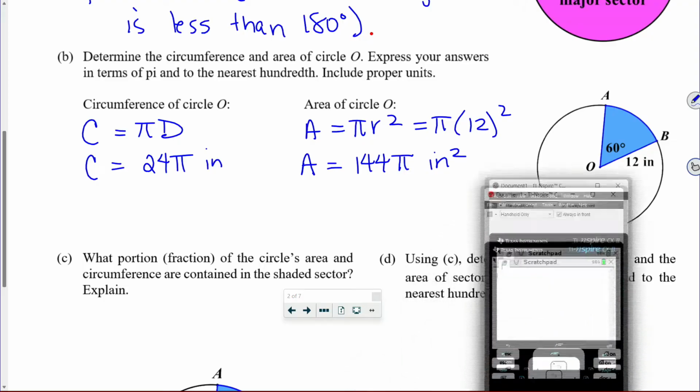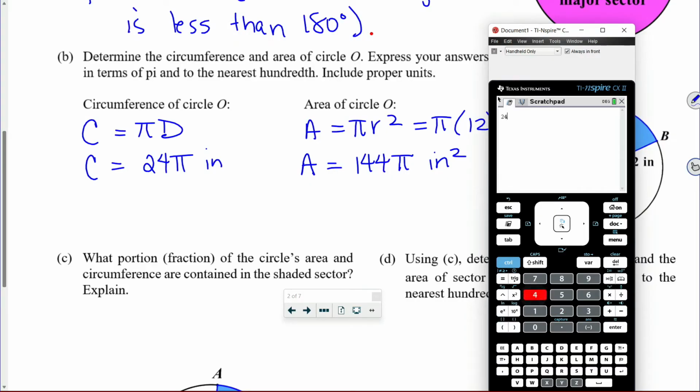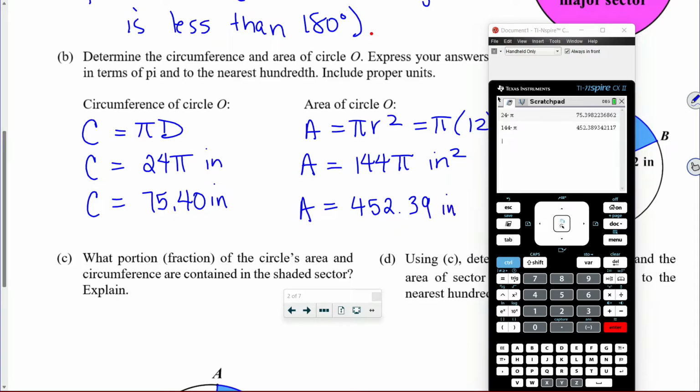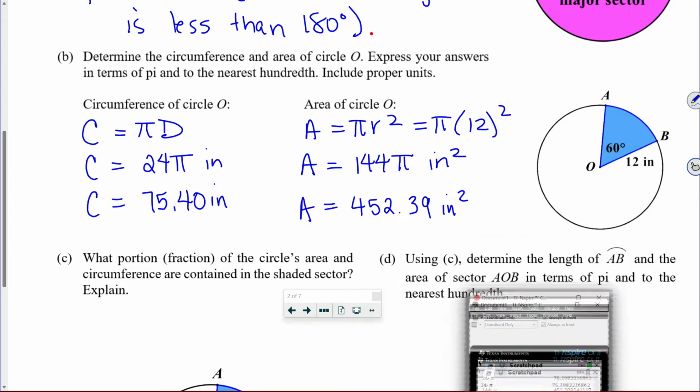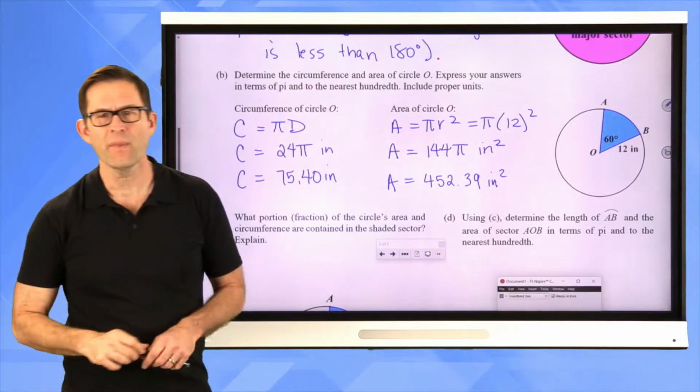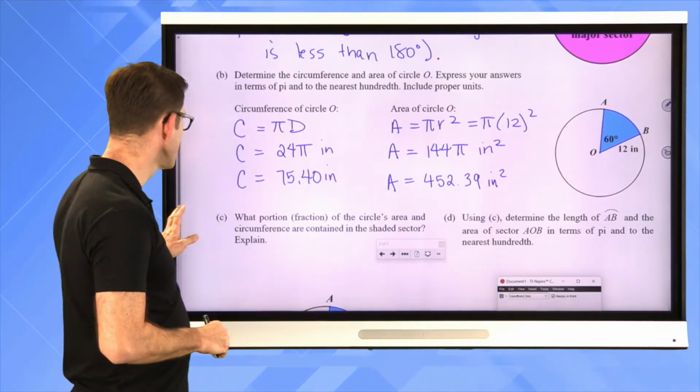Now, let's go ahead and just come up with what they're equal to in terms of decimals. 24 pi, easy. That's going to be 75.40. All right, there's our circumference and our area, which will be 144 pi is 452.39. And again, square inches. All right, easy enough. Now, letter C. Time to work with some fractions.